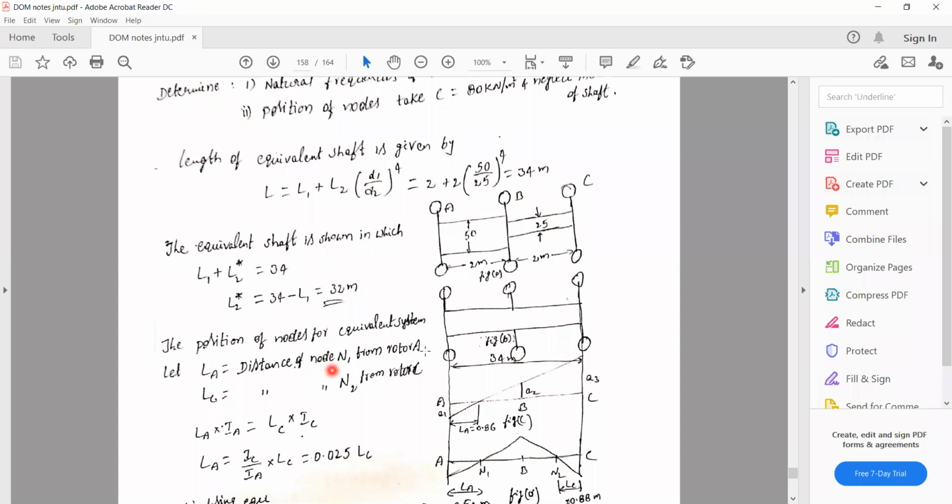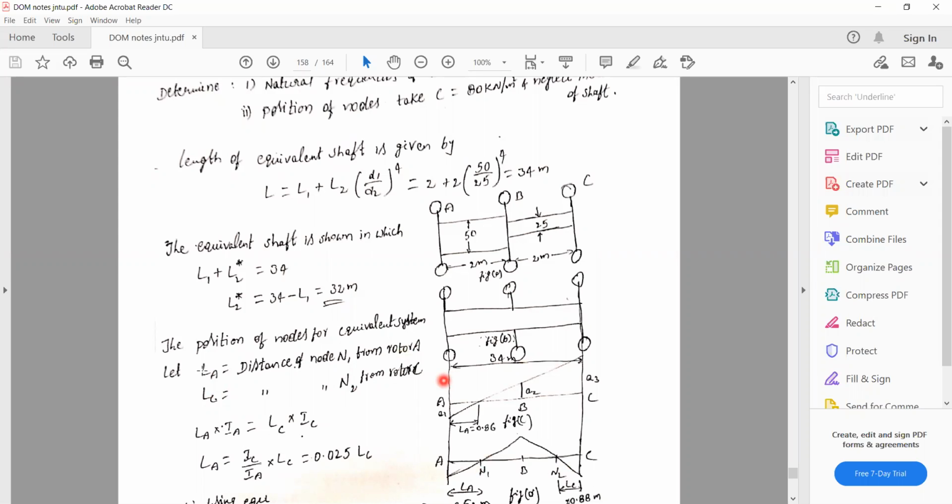That means LA is the distance of node N1 from rotor A, and LC is the distance of node N2 from rotor C. So the node-to-rotor distance is also very important. Why? Because that value is included in our natural frequency formula. That's why I have taken that particular length.